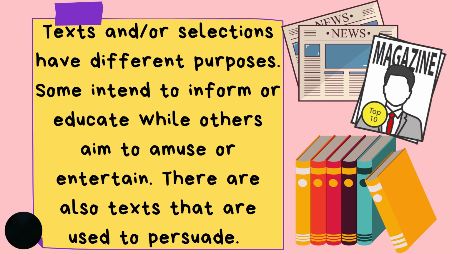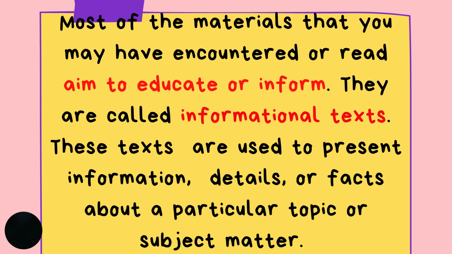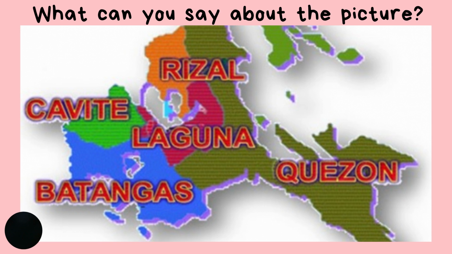The informational text. Texts and selections have different purposes. Some intend to inform or educate, while others aim to amuse or entertain. There are also texts that are used to persuade. Most of the materials that you may have encountered or read aim to educate or inform. They are called informational texts. These texts are used to present information, details, or facts about a particular topic or subject matter.